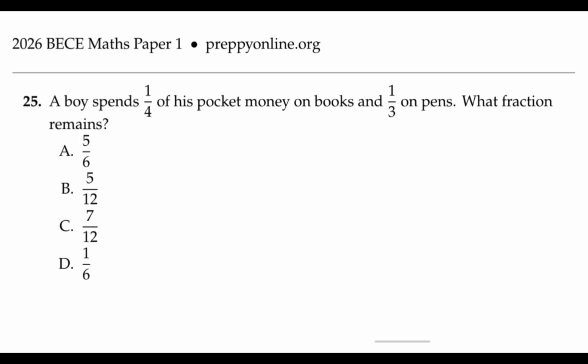Question 25. A boy spends 1/4 of his pocket money on books and 1/3 on pens. What fraction remains? So the boy has his pocket money. One whole number represents all the pocket money that he has. That's the entirety of the thing. So here we can think in terms of a full shape like a circle. If this is all his pocket money, then we can start dividing. Imagine we are just dividing. This is something, this is another thing, this is something. So the full circle represents the whole.